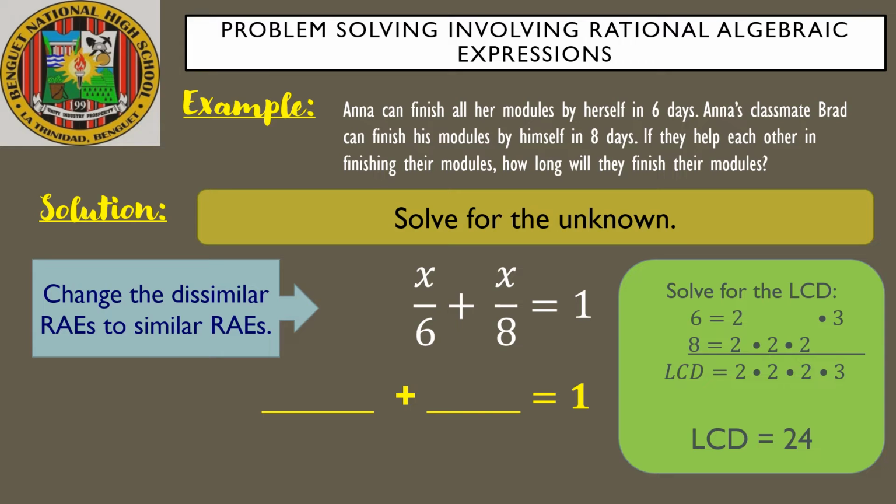Through factorization, we find that 24 is the LCD that we can use. So in our first RAE, to get 24 in the denominator, we have to multiply 4 to 6. But this also means that we have to multiply the same number 4 in the numerator. Applying the same process to the second RAE, we have to multiply 3 to the numerator and the denominator to make it similar with the first RAE.